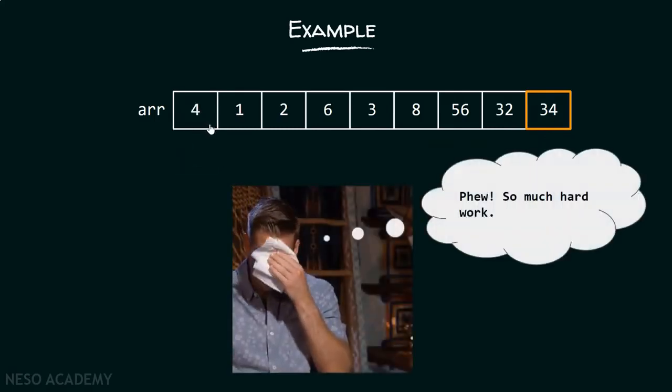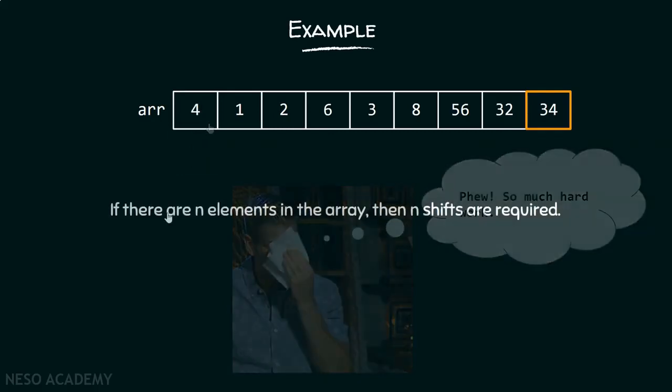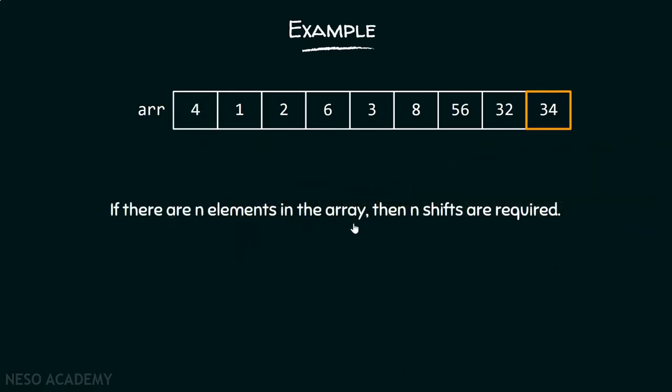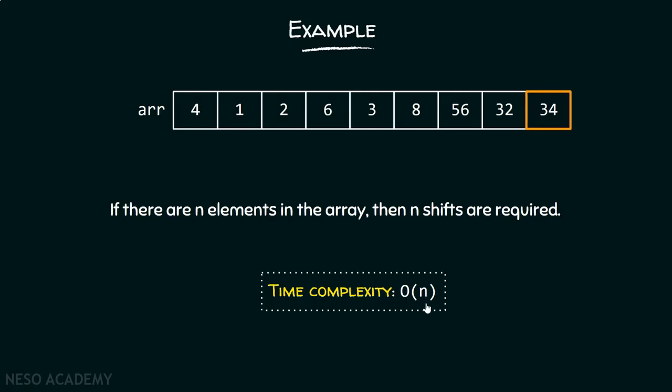Now, this much amount of work is required in case of an array. If there are n number of elements in the array, then n shifts are required. This means that the time complexity will be big O of n because we need to shift all those elements towards the right. Inserting the data at the beginning of the array is not that easy. It requires some amount of work. That is why the time complexity in this case is big O of n.